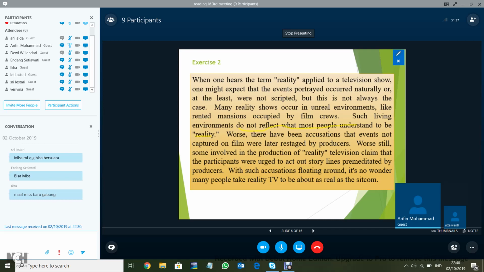Digunakan, diterapkan. Pelan-pelan. So read the whole sentence first. Then after you read the whole sentence, just try to digest what comes to your mind. And when you want to say this in bahasa, how do you say this in a good way?